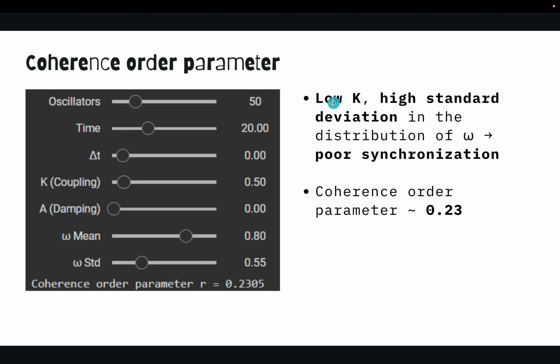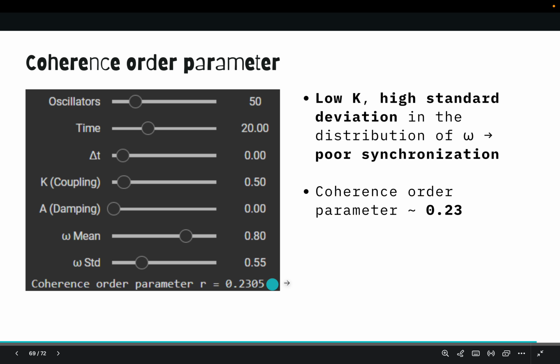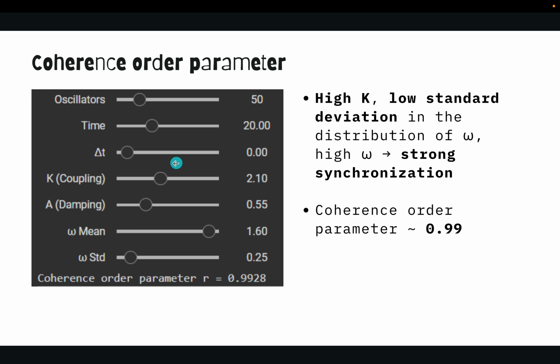So here you have a low value of coupling. The K coupling strength is only 0.5. Standard deviation is high in the distribution of omega. That means poor synchronization. High standard deviation means omega is more distributed and you have a lot of different omegas, a lot of randomness. And the coherence order parameter is always between 0 and 1. So this is 0.23. It's nearer to 0. It's overall poor synchronization. Here you have a high value of K, low standard deviation in the distribution of omega, so you have a strong synchronization. It's almost 1, 0.99.